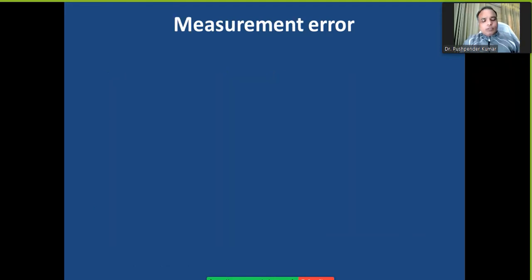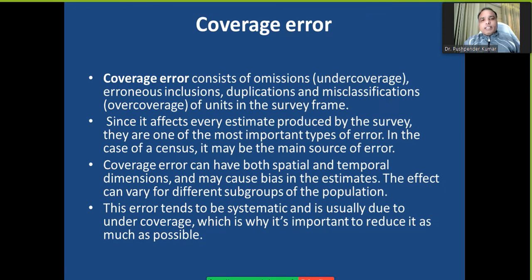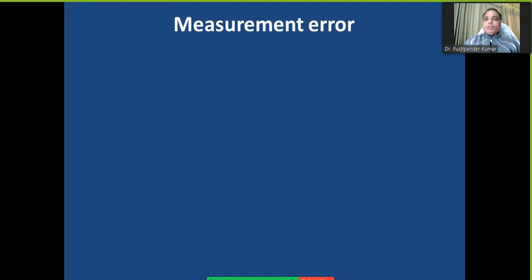Now second is, so this was the coverage error, that are you covering each and every unit or the representative of a particular community, particular society or particular population, right? And not only in terms of profile, but in terms of the proportion also, or the number also, right? Then it will give you a right kind of information.